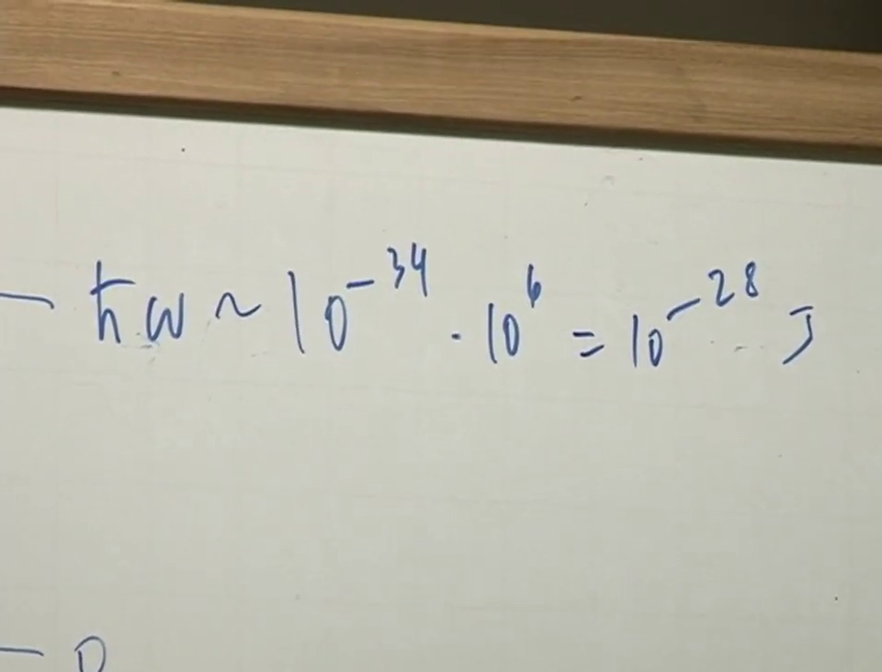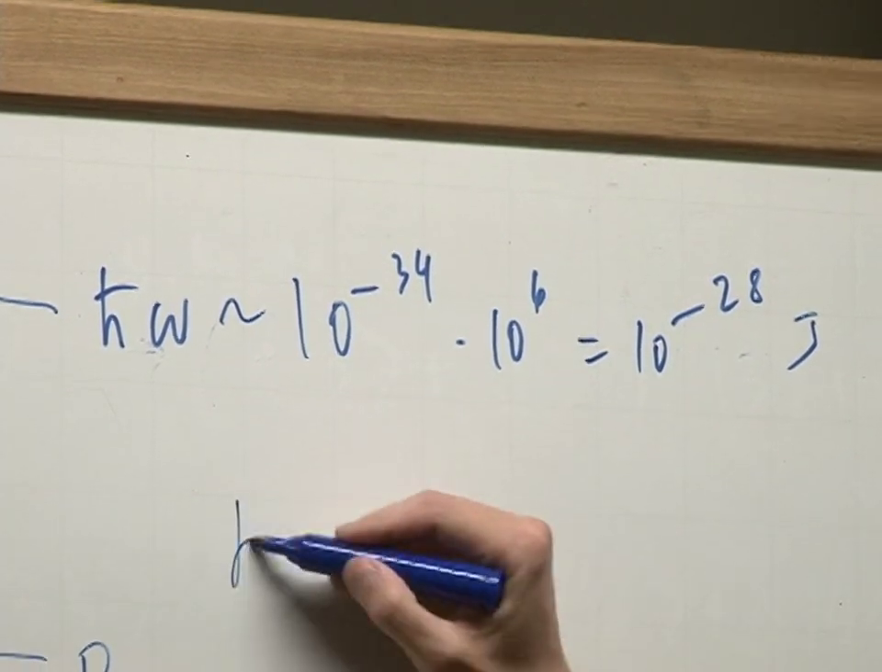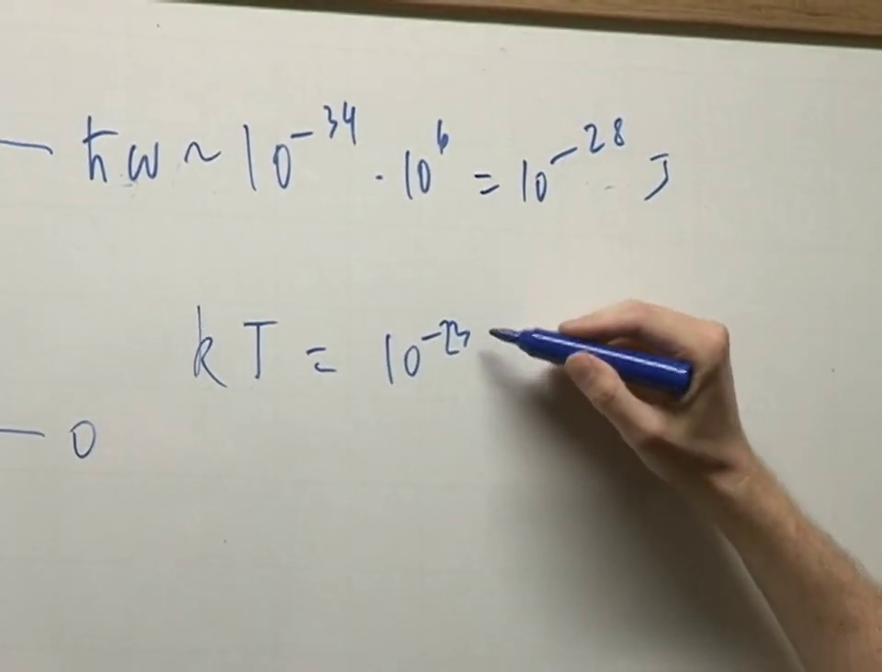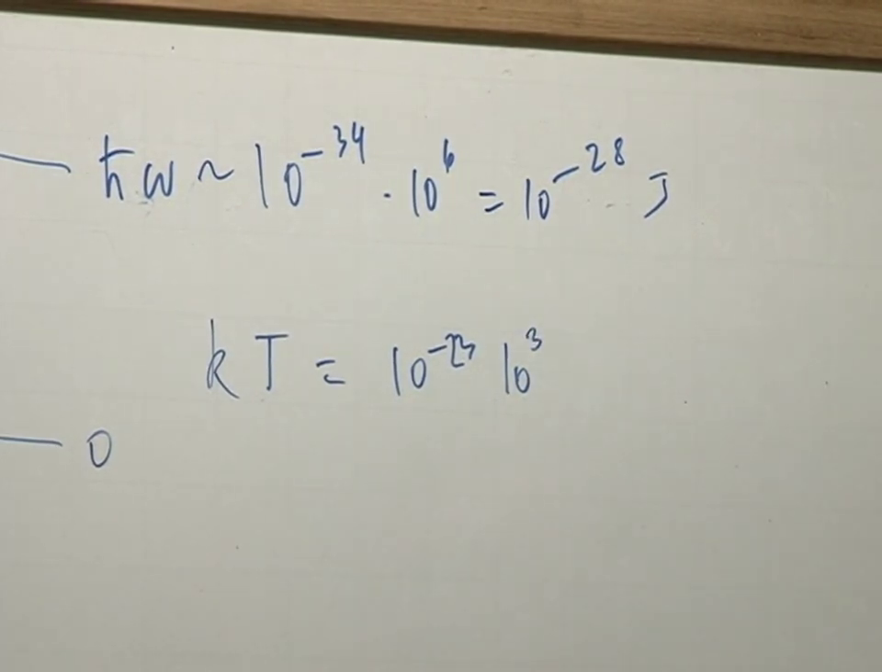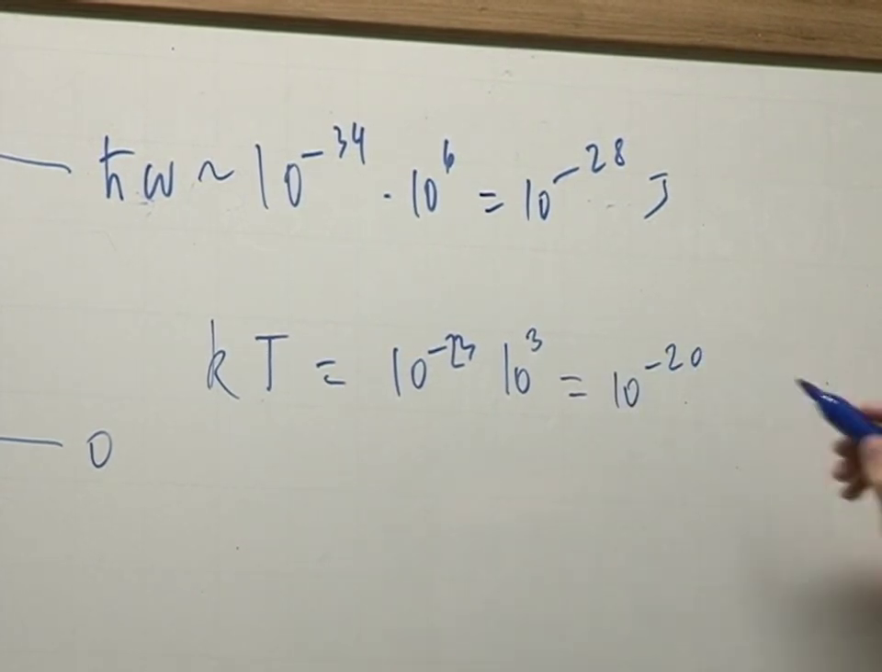And of course you will see that at room temperature, you get something that's not so favorable. So kT is something like 23, if I remember, and then you have 300, which is, let's say it's 1,000 degrees. It's not really 1,000, it's 300, but it's good enough. So this is something like 10 to the minus 20, okay?